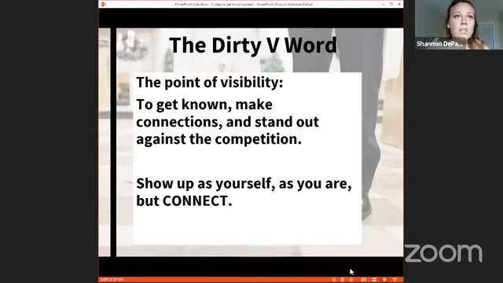It's not about the post you need to write and this or that. The point is just getting known, making connections, and standing out against the competition, because we know there are lots of photographers, lots of graphic designers, lots of calligraphers. So it's just making yourself stand out, being different, and making yourself known.